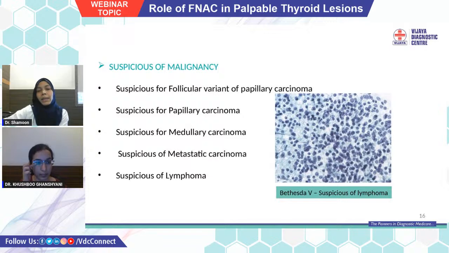Category 5. This includes the lesions which are suspicious of malignancy. That malignancy could be a follicular variant of papillary carcinoma or a papillary carcinoma itself, or medullary carcinoma, metastatic carcinoma, or a lymphoma. Here the image is showing suspicious of lymphoma.